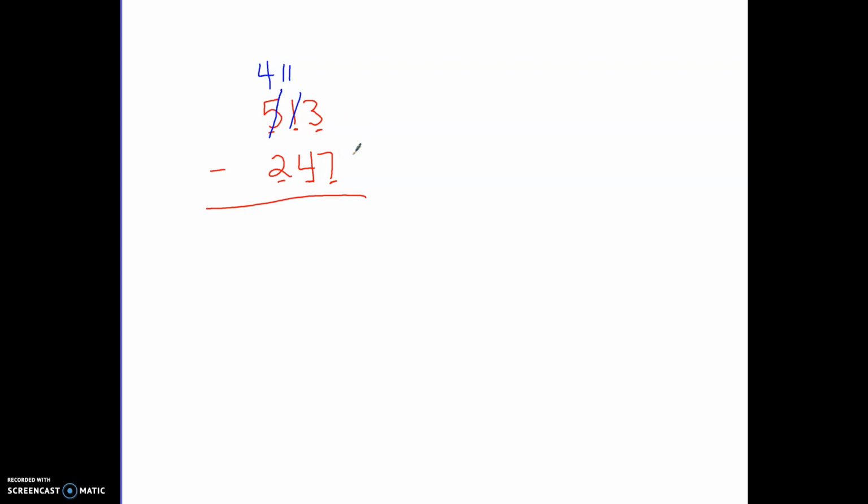So I have to trade again. I have to trade a 10. So I'm going to take one away. Now I have 10 tens. I'm going to trade a 10. I'm going to make it be ones. There are 10 ones in that 10 that I'm trading. So I'm going to give those 10 ones over here to the ones place. I had 3. I'm going to add 10 more. So that's 13. Now I can go ahead and subtract.